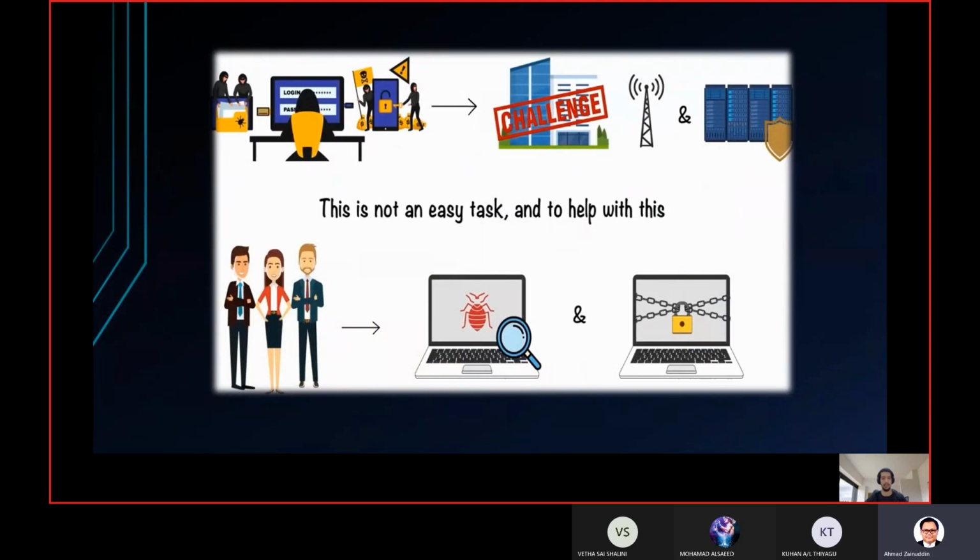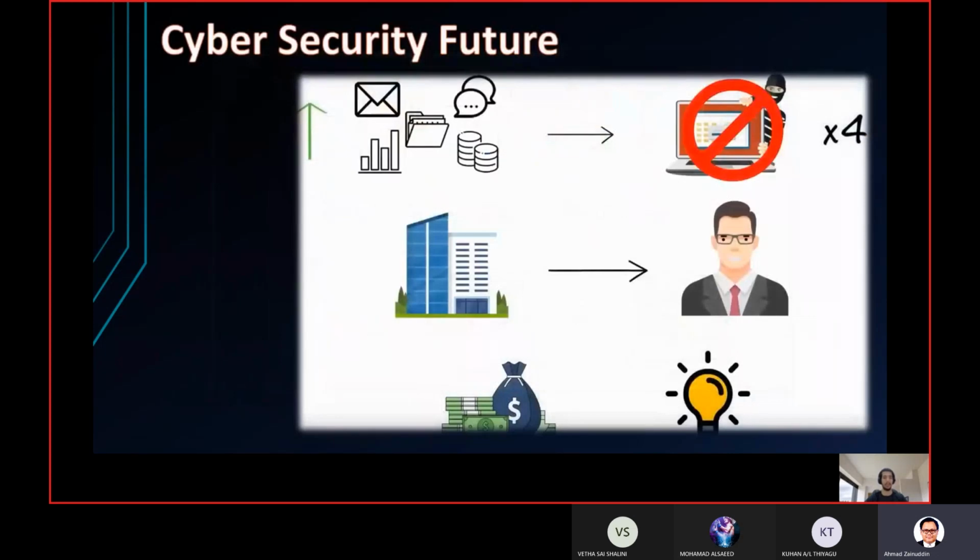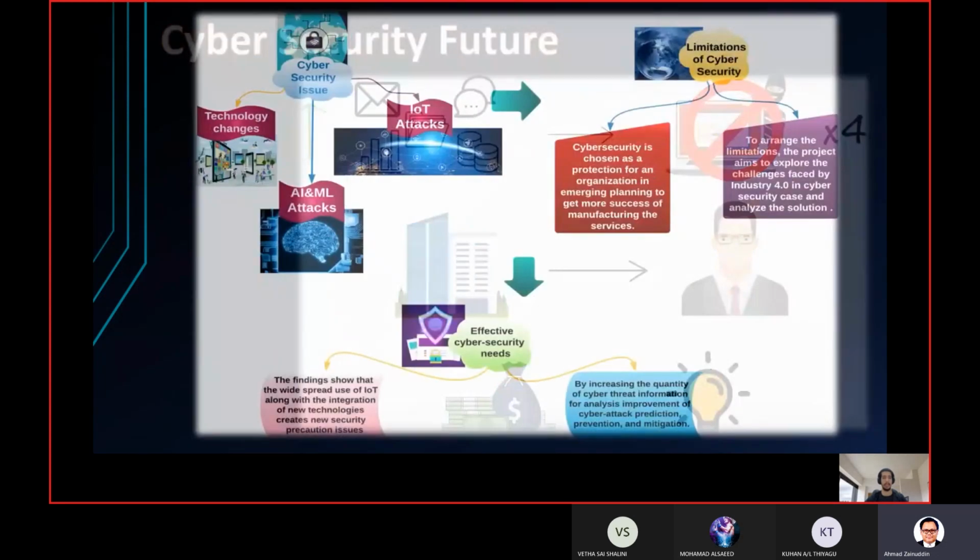It is indeed challenging for organizations with several networks and services to ensure complete security. This is not an easy task, and to help with this, cybersecurity professionals are hired to work against cyber threats and secure companies' networks. With the increase in the production of global digital data, it is a very good chance for professionals to go into this field, because there are not many people in this field yet.